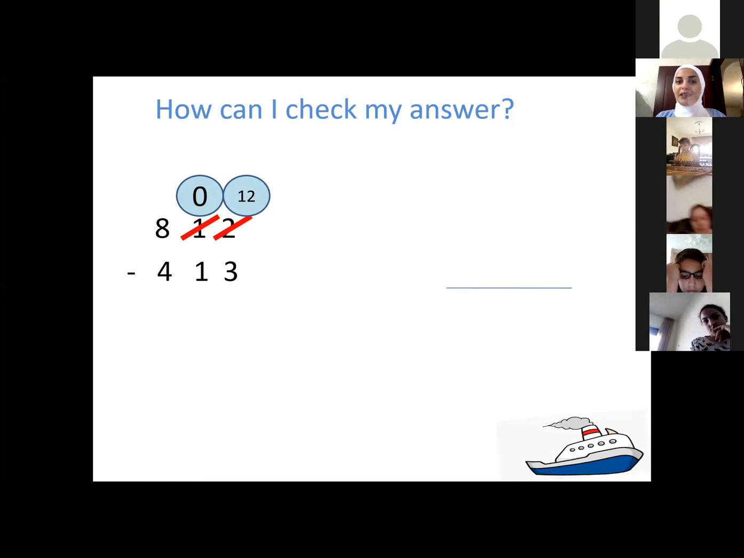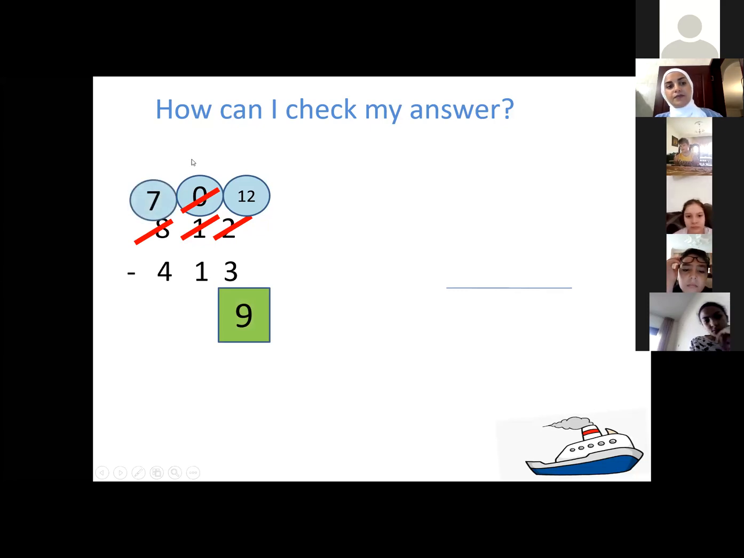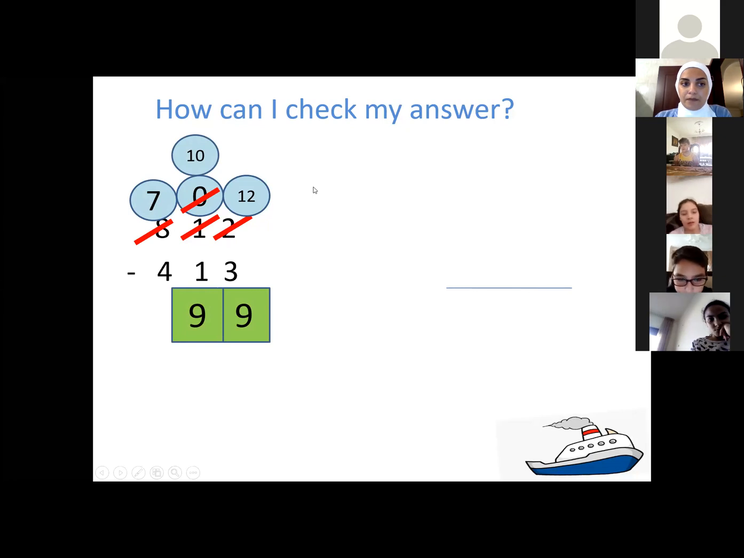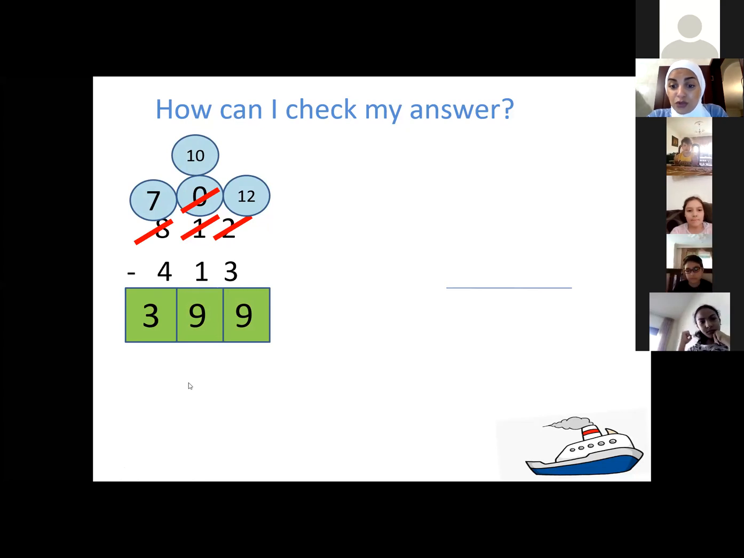So regroup again. We go to the 8 and take 10. So the 8 becomes 7, and this 0 becomes 10. So, good, 10 minus 1 equals 9. And 7 minus 4 equals 3. Good job, Shuja. You regrouped twice. You did double regrouping, okay? This is called double regrouping.